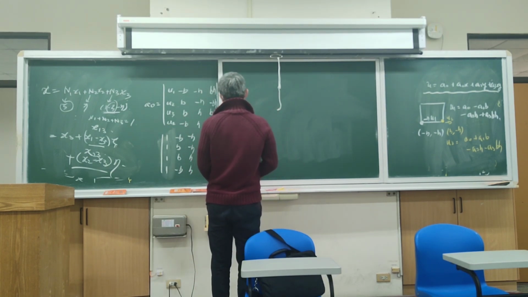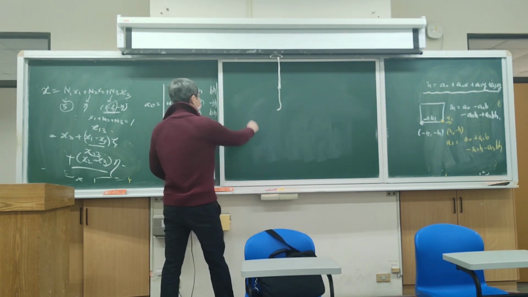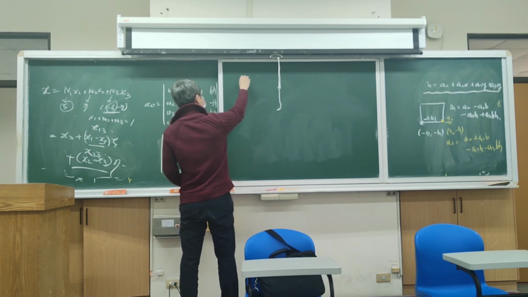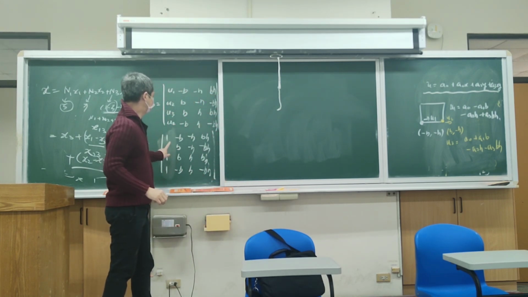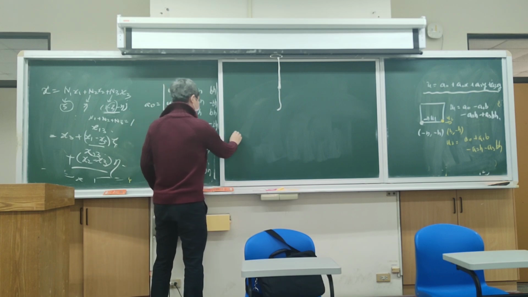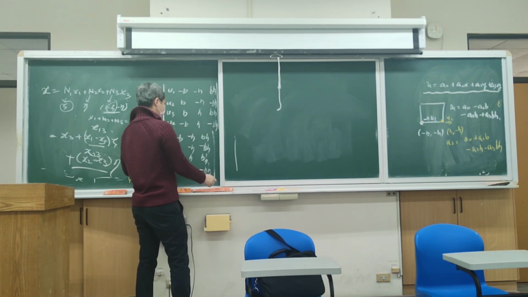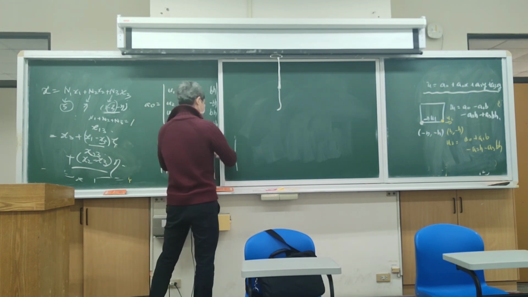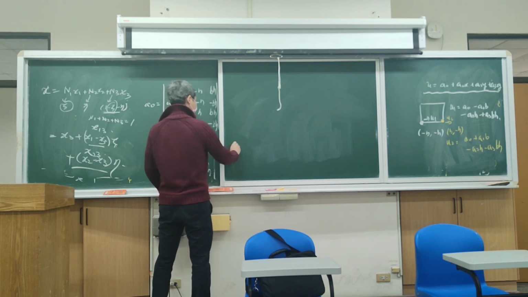Okay, how to find the determinant? Okay, you need some practice. What is the determinant? The simplest thing you have is you can factor out b from one row.